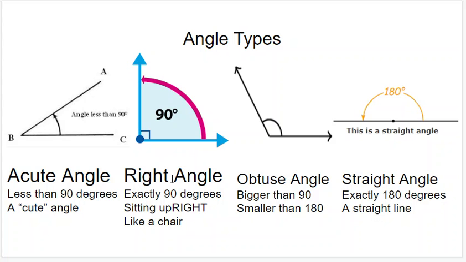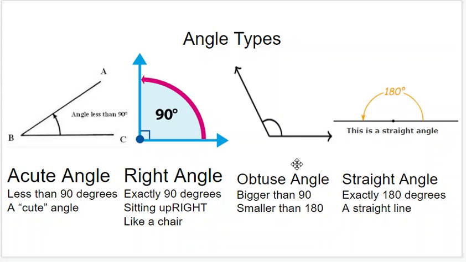A right angle is anything that's exactly 90 degrees. I think of this like sitting upright. If I'm sitting upright in a chair, I'm sitting exactly like this in a 90-degree angle. This is going to be something like in your house, if you have the window pane, the white kind of pane wood that's in your window, those are 90-degree angles.